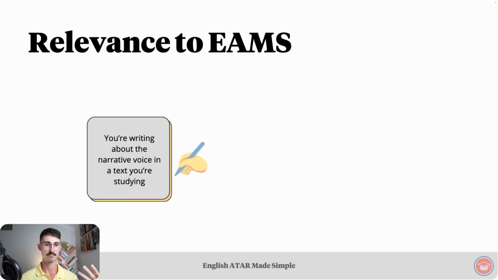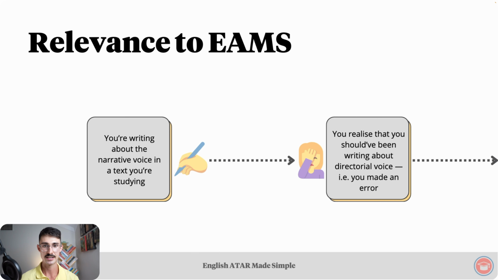Let's bring it back to English ATAR made simple and how you can apply this concept of making errors. Say you're completing the workbook activities related to the lesson on voice, similar to our example in the previous section. And you're writing about the narrative voice in a text you're studying. Then you realize that you should have been writing about directorial voice. You made an error. Don't worry if these terms of narrative voice and directorial voice don't make sense. I don't expect you to have any understanding of them right now. That'll be coming later, but just bear with me with the gist of the example.